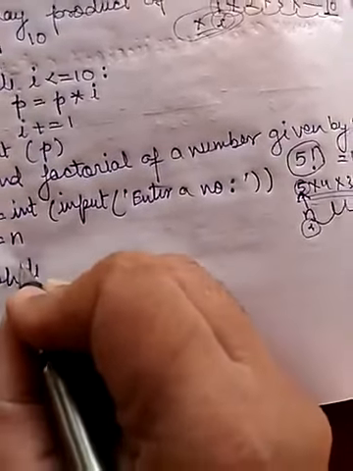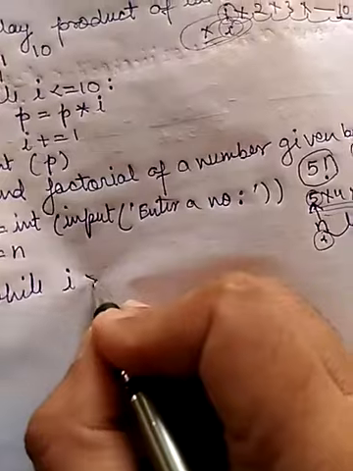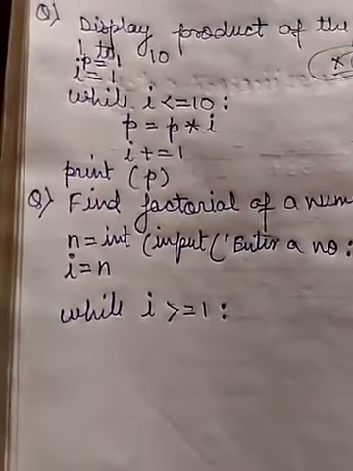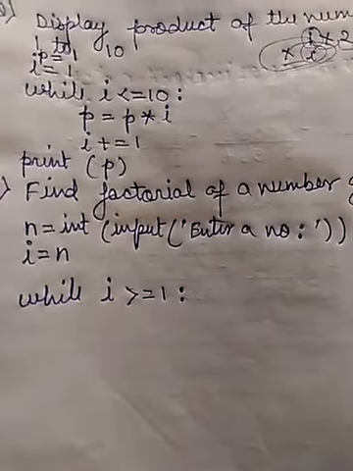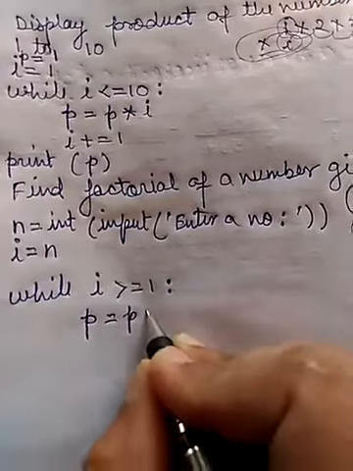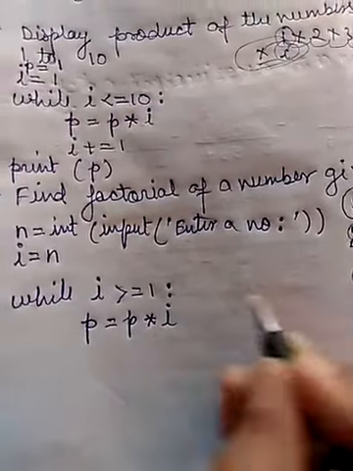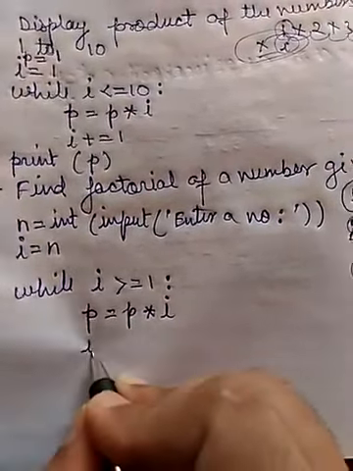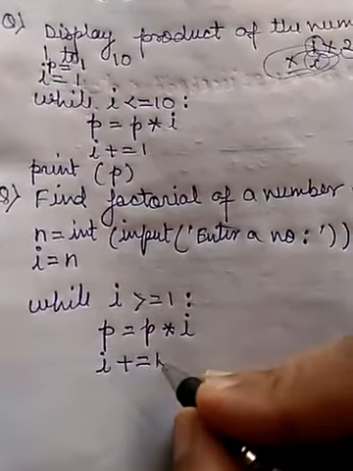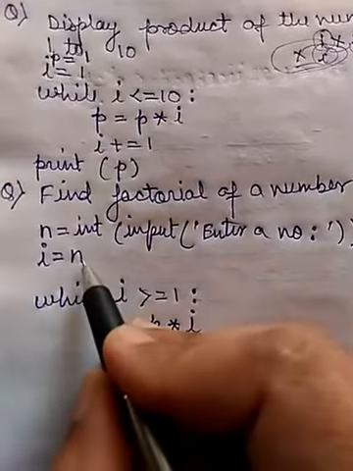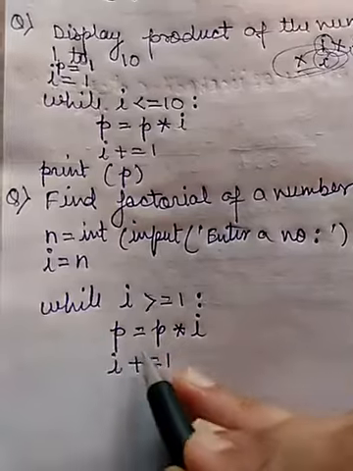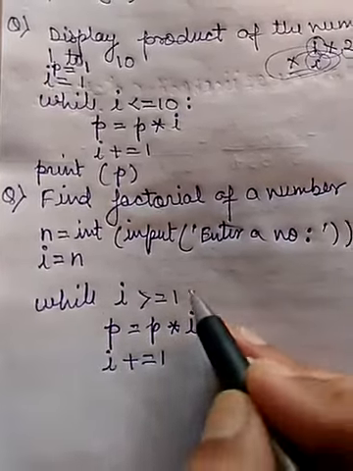So we have to continue the loop while the value of I is greater than or equal to 1. This is the condition for the execution of the loop. Now we need to do the product: product equals product into I, and the update part of the loop, I minus equal to 1, because 3 statements are required in a while loop. This is the initialization, this is the condition, this is the update, and here we perform the task which is required to be done.